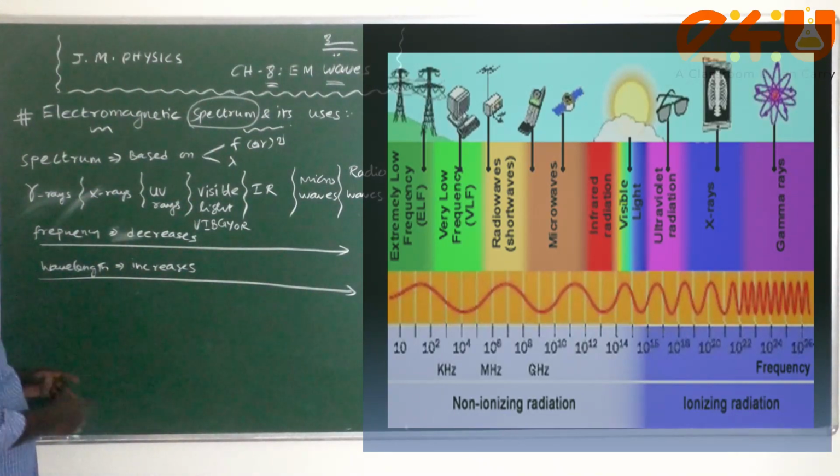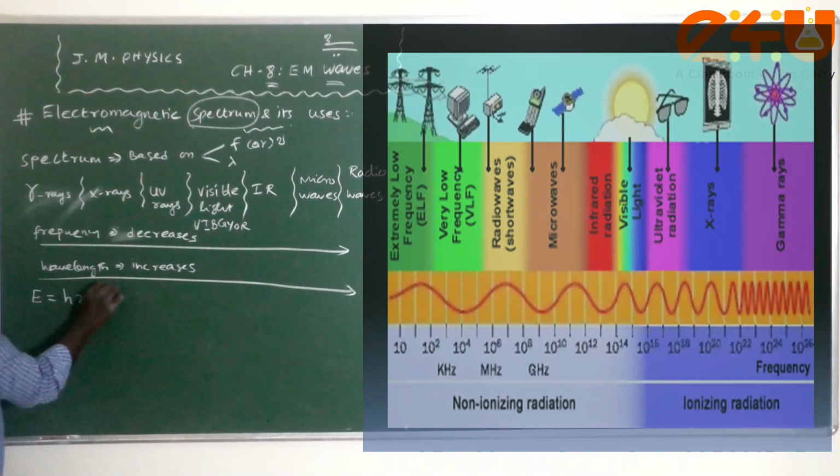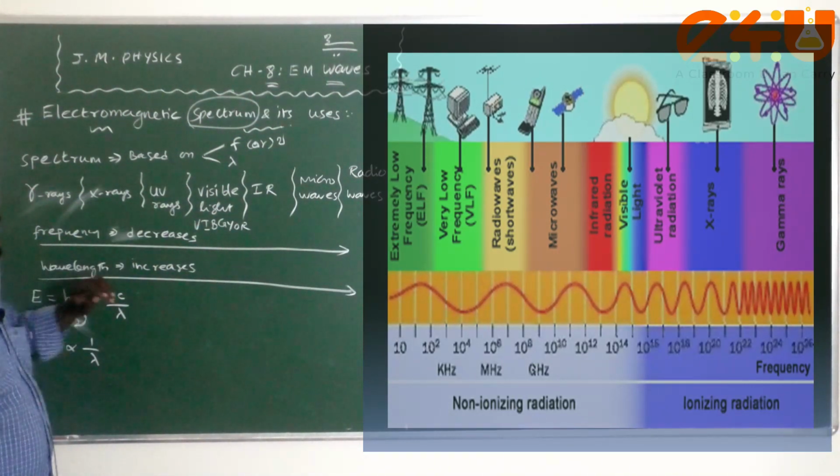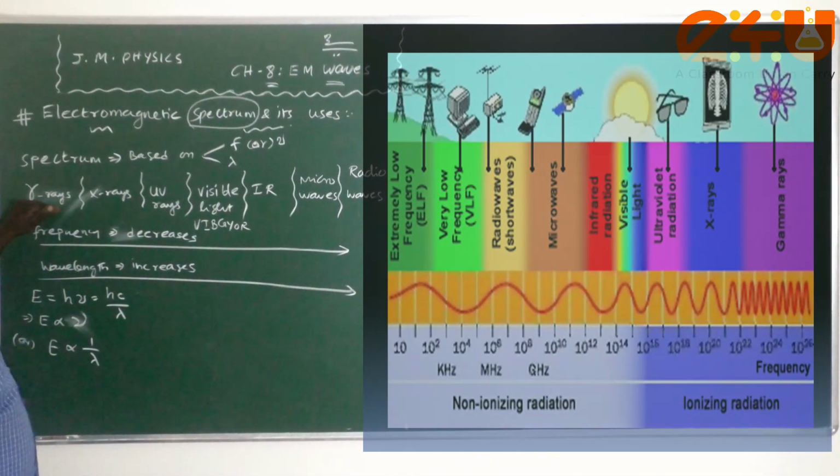Why is this so? We know from the property of EM waves that the energy of the emitted photon is E equal to h nu, that is equal to h c by lambda. That means energy is proportional to frequency, or we can say the energy of the radiation is inversely proportional to wavelength. If you keep this in mind, you need not worry. Gamma rays have very high frequency, which means more energy.